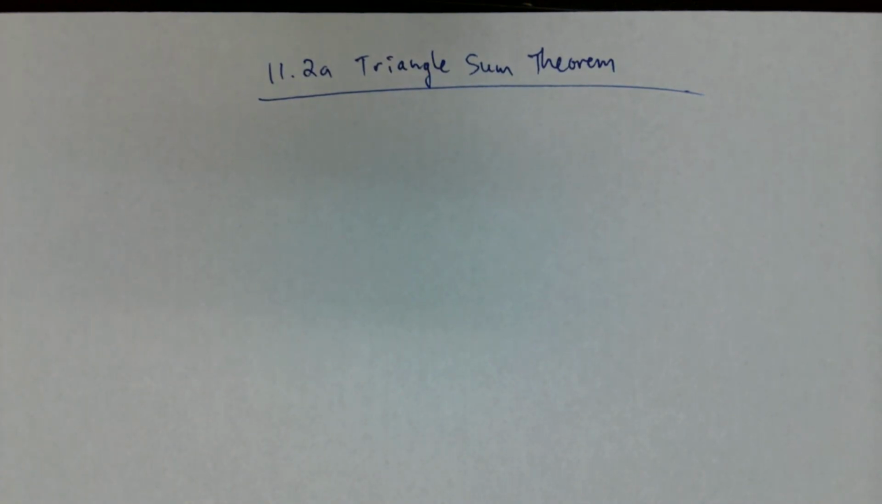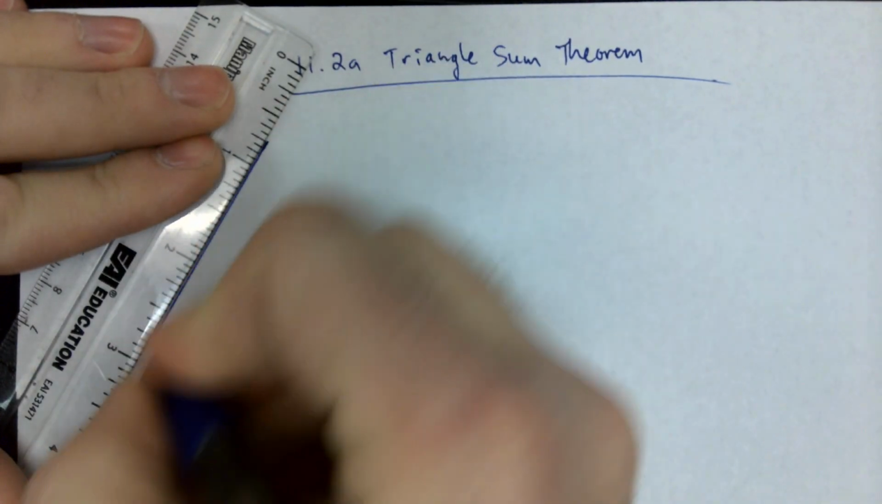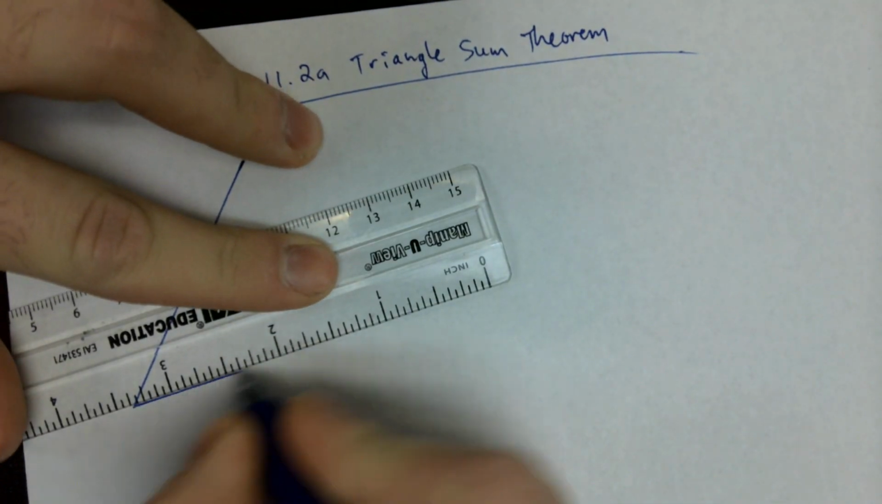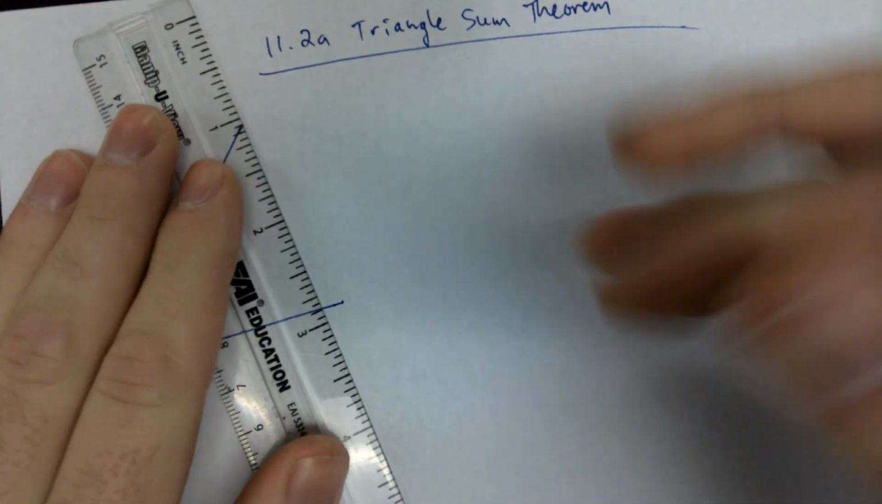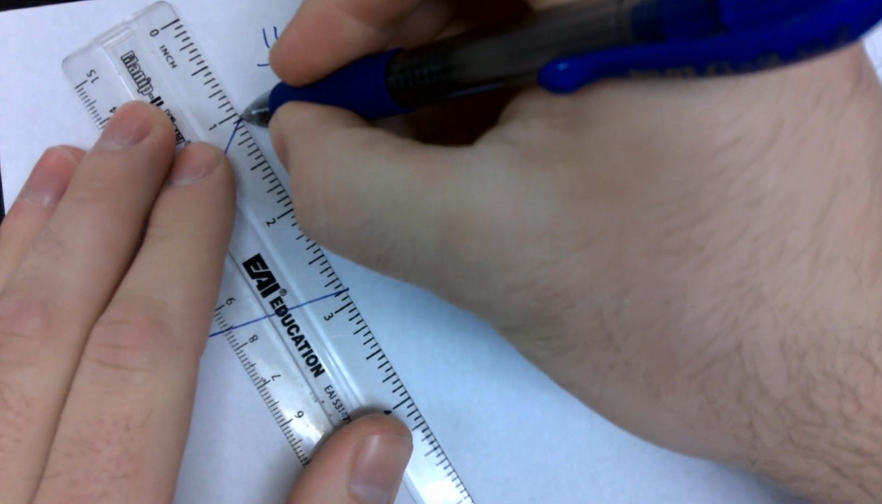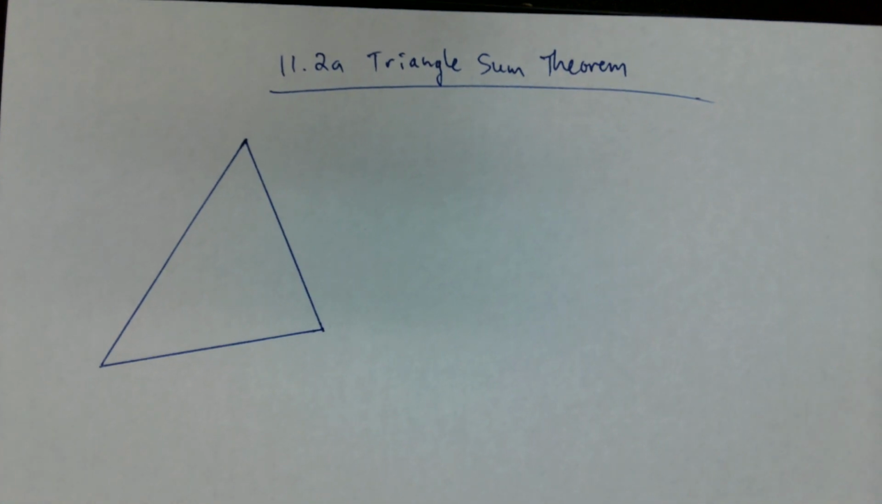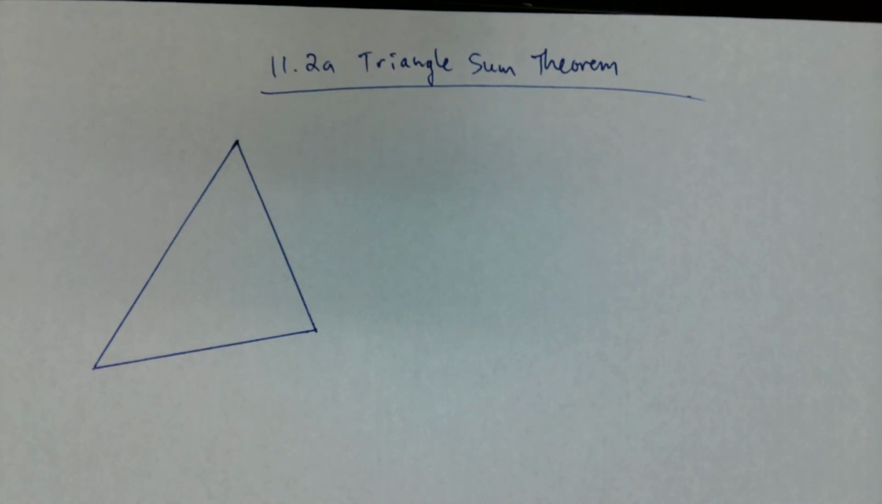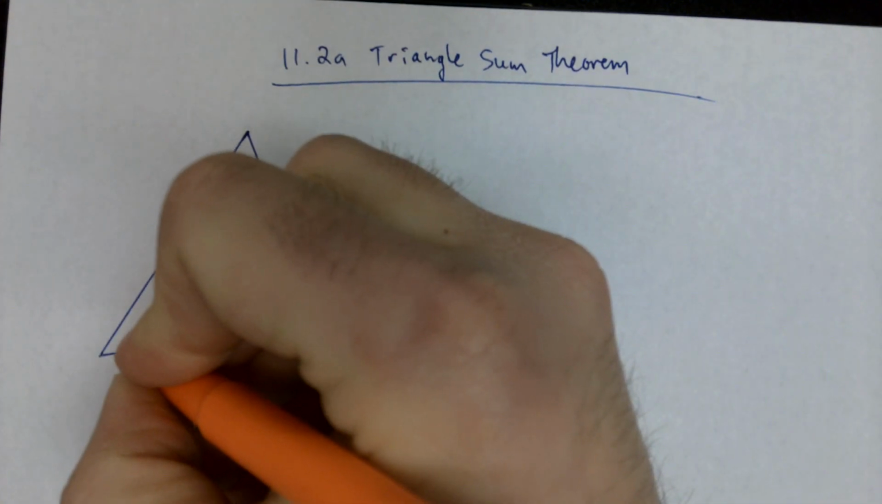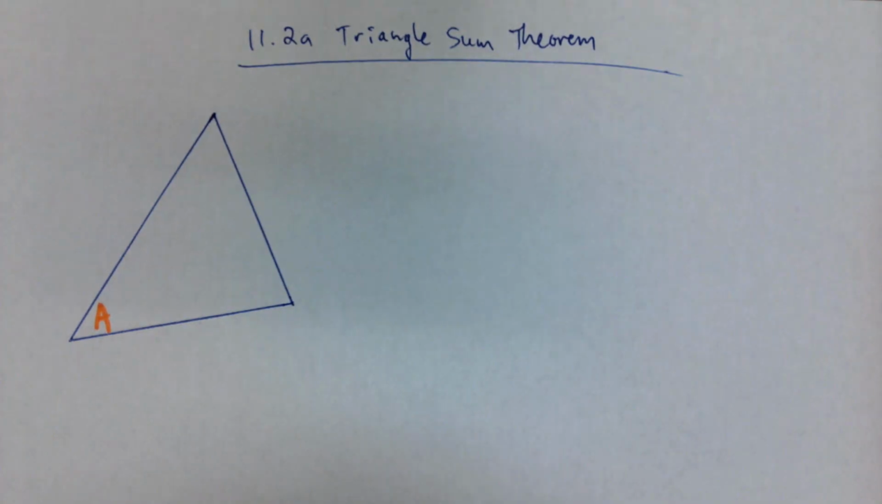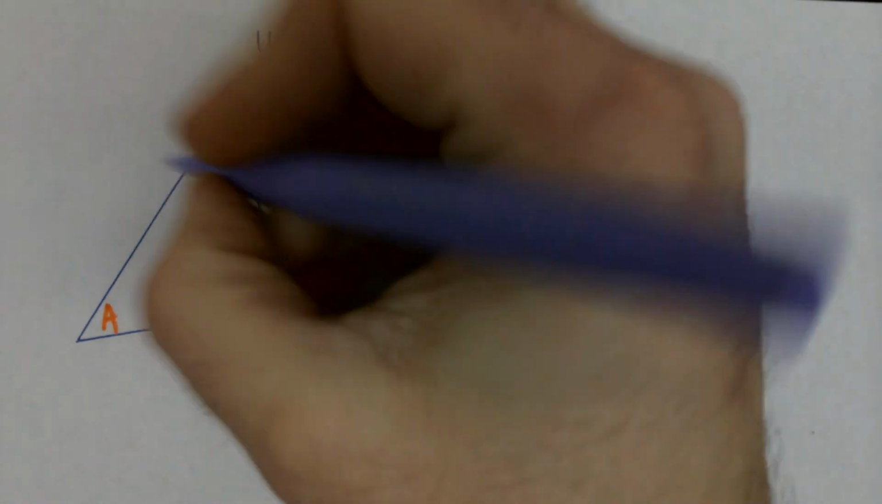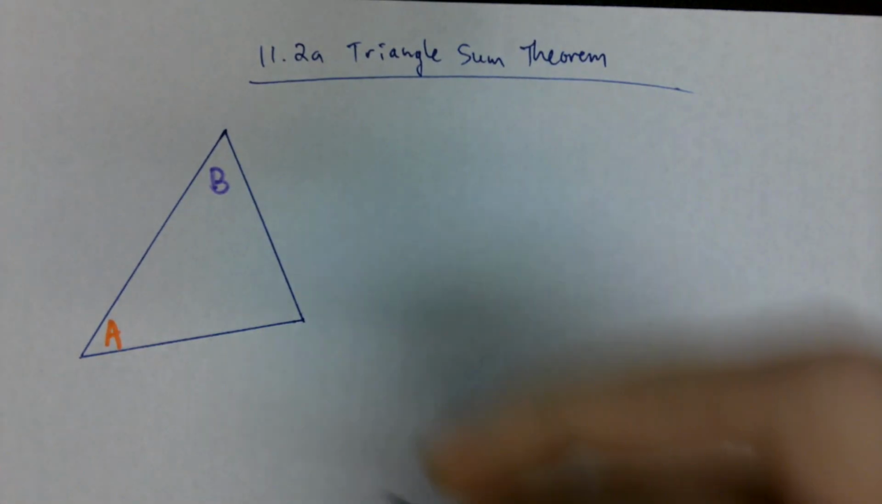And the basis of this theorem is that if we have any triangle, I'm going to draw just a random triangle here. It doesn't matter what type, doesn't matter what the angles are, as long as we have a three-sided triangle. And we can call these three angles A, B, and C.